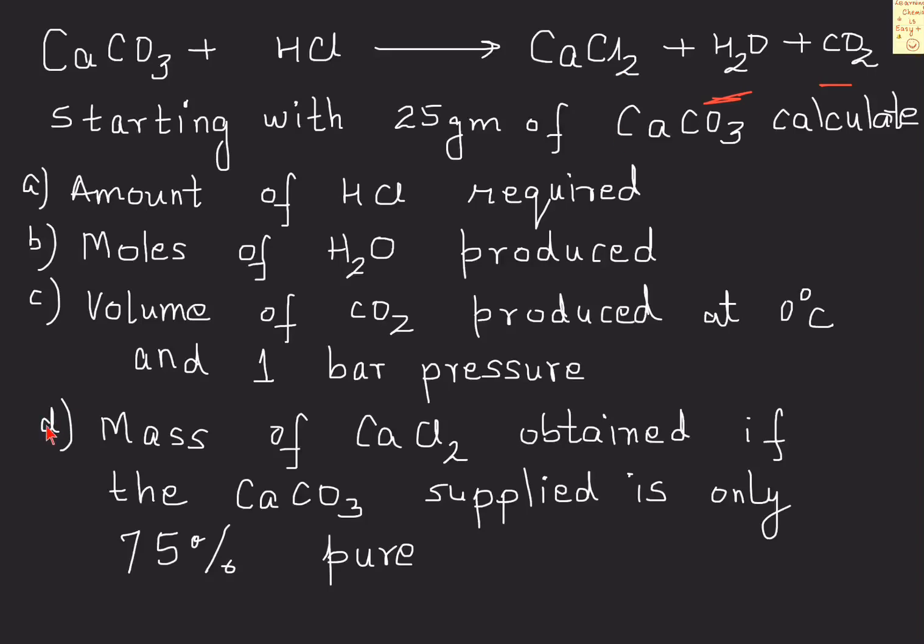There's a D part to the question as well, which I would prefer to take a little later, wherein it says mass of calcium chloride obtained if, that's only if, the calcium carbonate supplied is only 75% pure. So, I will assume that the 4th part is to be done in the end. Here we will assume that this 25 grams of calcium carbonate that has been provided to us is the pure form. If you've noted the question, let's go on to solving it.